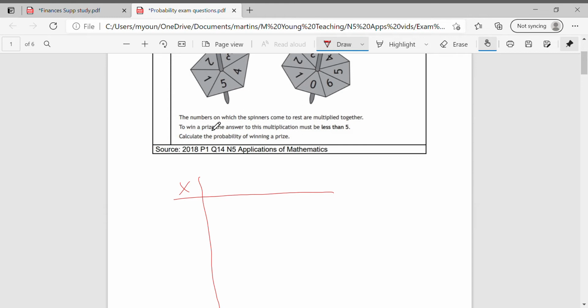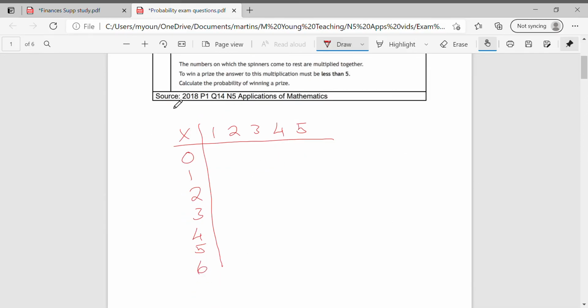Alright, so let's do the first one up here. So 1, 2, 3, 4 and 5, and the other one starts at 0. So 1, 2, 3, 4, 5 and then 6, and I'm simply going to multiply all of these together. So 0 times 1, that will all be zeros here in the first row, and then 1 times 1 will be 1, 1 times 2 is 2, 1 times 3 is 3, 1 times 4, 4 and so on.